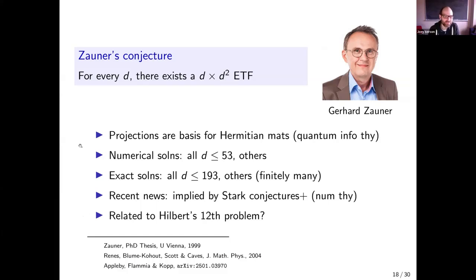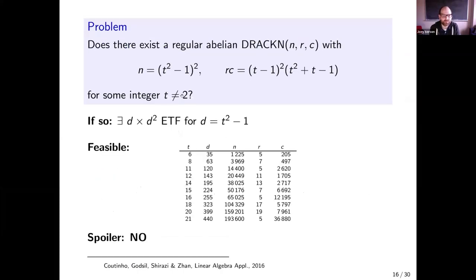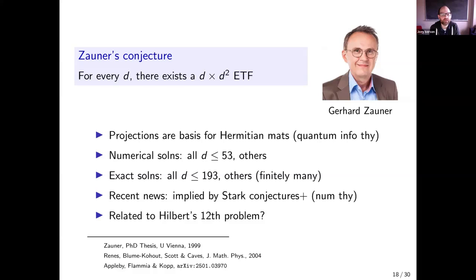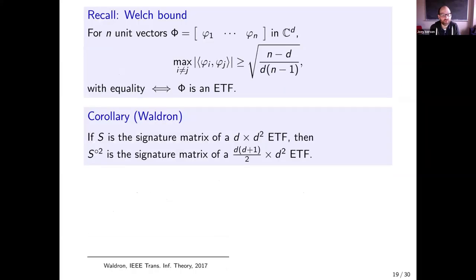So maybe the takeaway from this slide is that a lot of folks care about Zauner's conjecture. We only know it in finitely many cases, and I think this is really what this problem is about. So could we use DRACKNs to produce these instances of Zauner's conjecture? Okay, so the answer I told you is no.